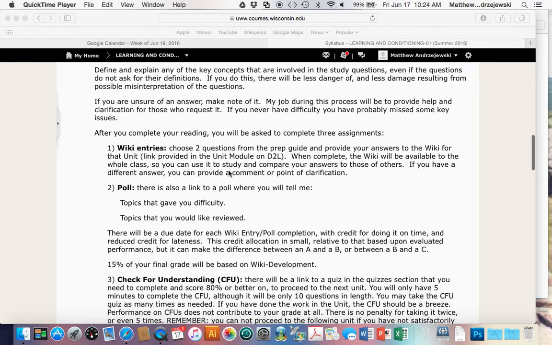After you complete your reading, you're going to be asked to complete 3 assignments. The first is to actually help construct the wiki. You're going to choose 2 questions from the prep guide, and they're already in the wiki. You're just going to have to go into the wiki and provide your answers.